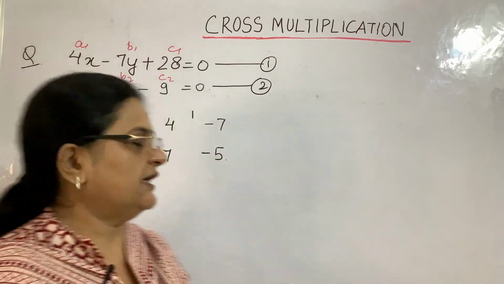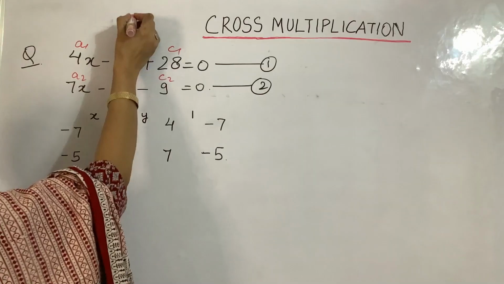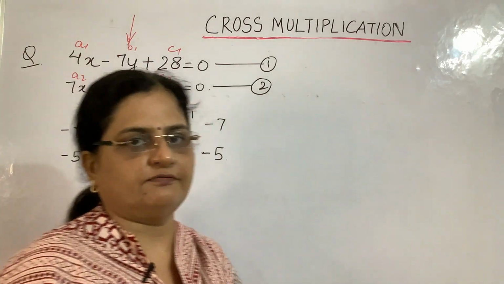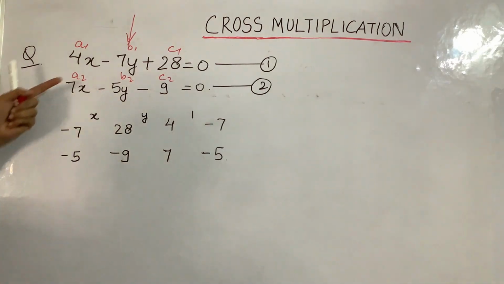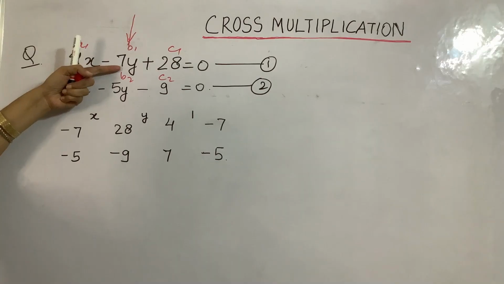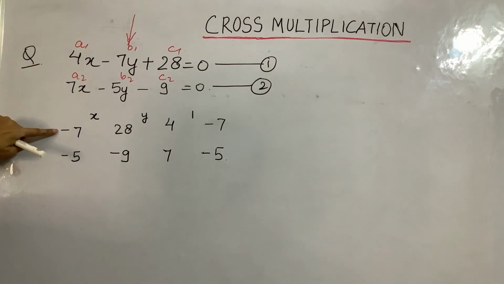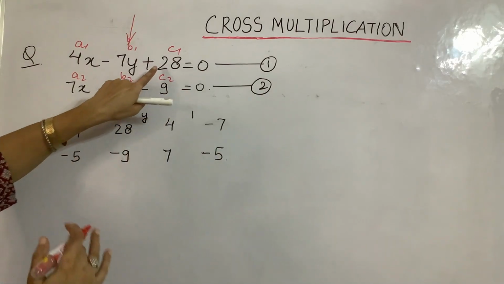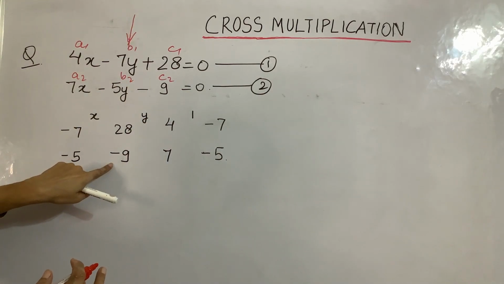So where do we start from? We start from the middle one. So this is the middle one or the coefficient of y. So what have I written? I have written the coefficients of y here. So what is it? Minus 7 here and minus 5. Then the next plus 28 minus 9.